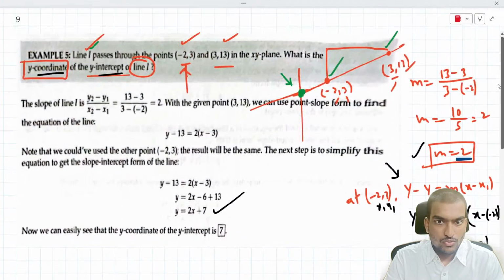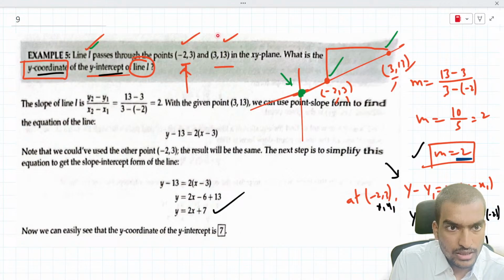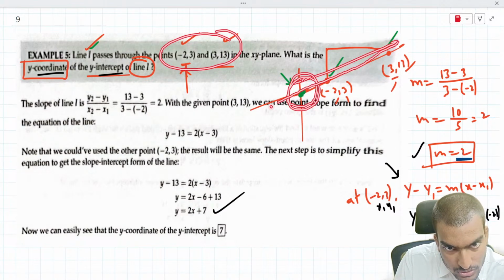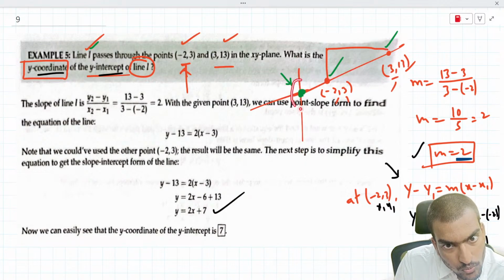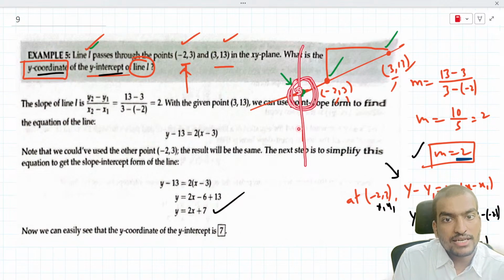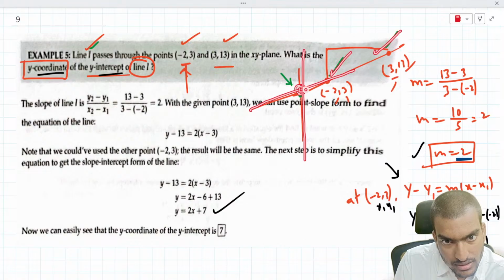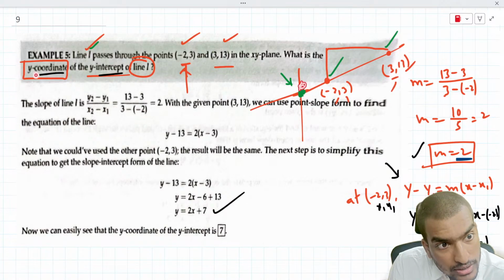I'll just tell you one time why we are solving in this way, because they gave 2 points on a line and they are asking us about a point. This line is cutting the y-axis at a certain point, and what is the y-coordinate where it is cutting? That is the question. You want to find this point. They gave only 2 points. They are asking us to find this point. How can we get this point's y-coordinate?